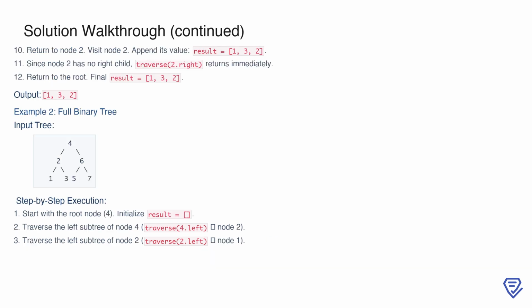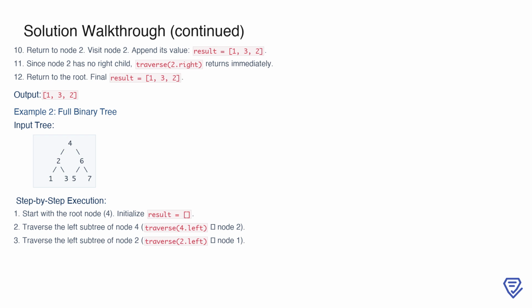Now we return to node 2. After completing the traversal of its left subtree, we visit node 2 itself and append its value to the result list, making it result equals 1, 3, 2. As node 2 does not have a right child, the recursive call to traverse its right subtree returns immediately. With this, the traversal for the entire tree is complete, and we return to the root node. The final result of the inorder traversal for this tree is 1, 3, 2.